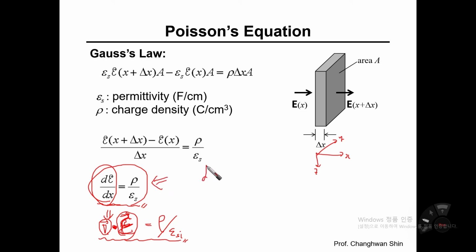law. So dE/dx, how much the electric field intensity has varied, is proportional to the charge density divided by the dielectric constant. Okay, so please remember this Poisson's equation for further analysis of the p-n junction diode as well as the metal-semiconductor contact, MS contact.